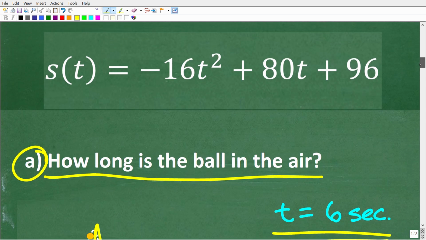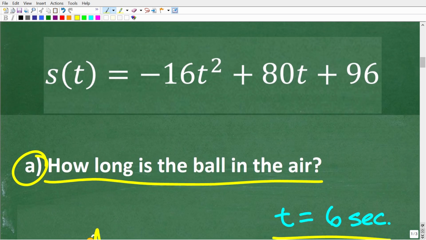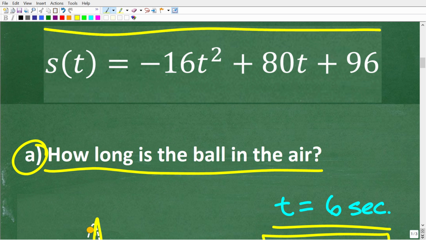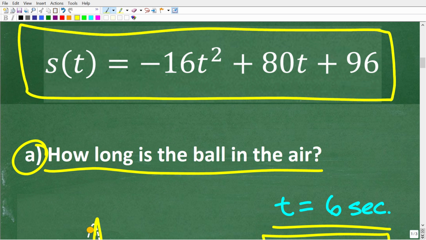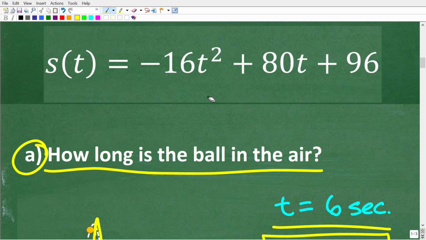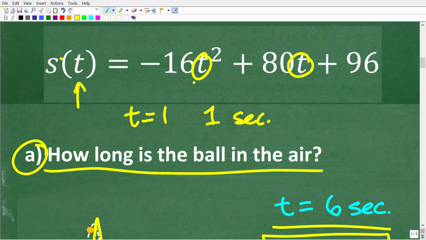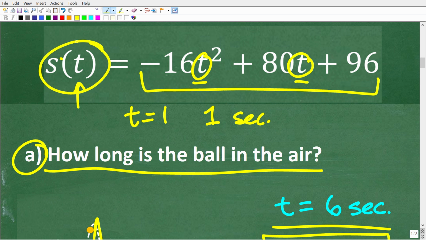Well, let's go back to the function that I gave you at the beginning of the problem. This function is a formula for where the ball is going to be at any time t. So at t equals 1, or 1 second into the flight, how high is the ball going to be? To determine that, all we have to do is plug in 1 for t, do all this math, and this will give us the position of the ball, basically the height of the ball. So we need to be thinking about this position function.